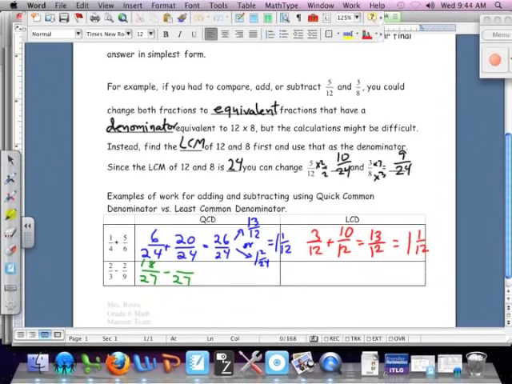And then 2/9 is equivalent to how many 27ths? 6/27. So I converted both of these fractions to equivalent fractions in order to use this quick common denominator. If I have 18/27ths and I take away 6/27ths, what's 18/27ths minus the 6/27ths? 12/27ths. A lot of people would think, whew, that was a lot of work, I'm glad I'm done.